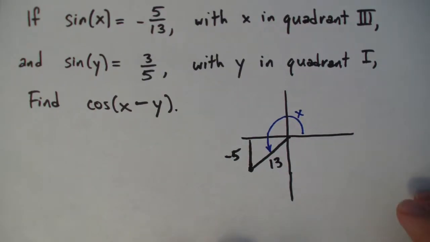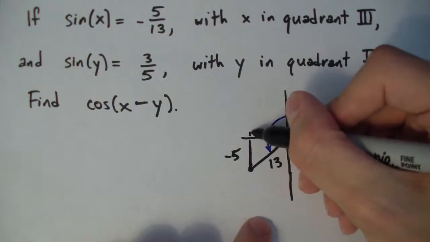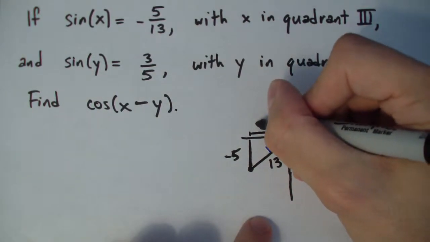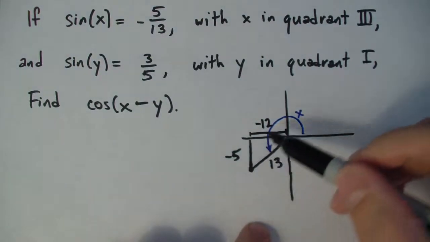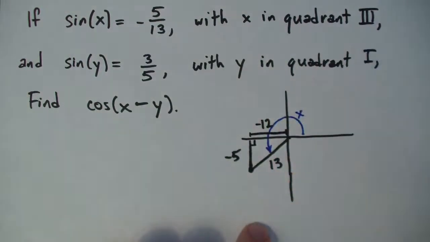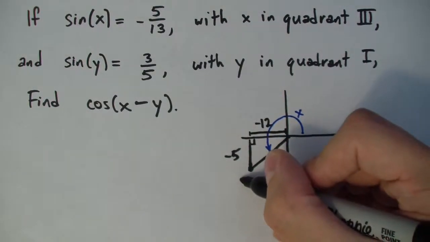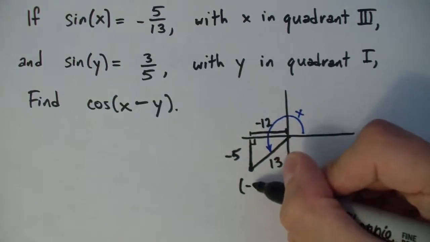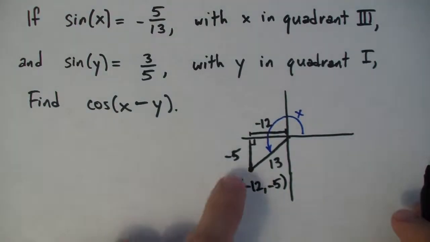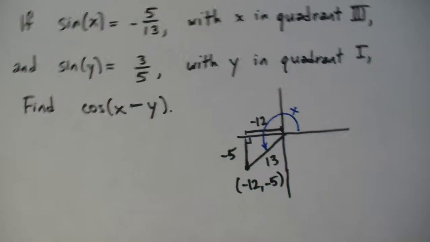And we can figure out what that other leg is just by doing the Pythagorean theorem. So this leg here is going to be negative 12. This is a 5, 12, 13 right triangle. So that means this point here is minus 12, comma, minus 5. That's the point there. Okay, so that's x.